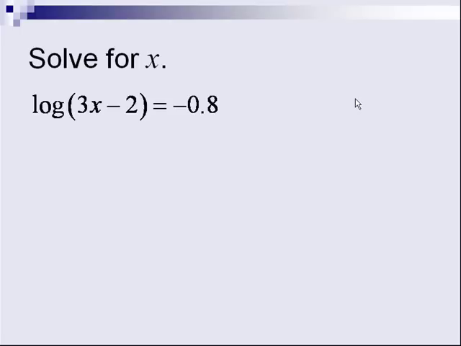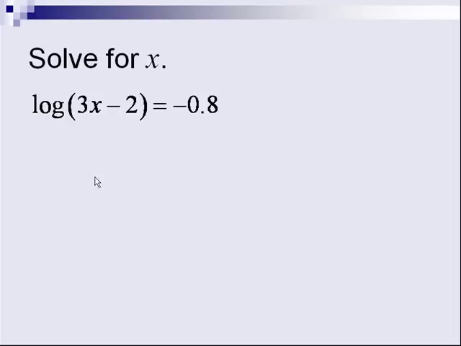This one's slightly more complicated because I have more stuff inside my log. So the more you get inside your log, the more steps you have to do after you change the form. But I'm going to start the same way. I have log of something equals another number. That's always what we want to try to get things into if we don't have it already. So we're starting with single log equals a number.